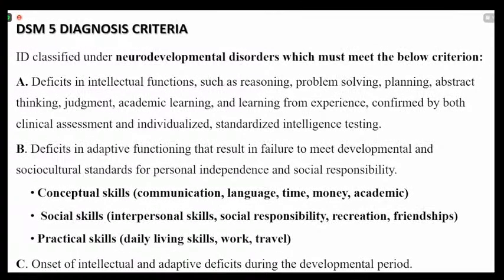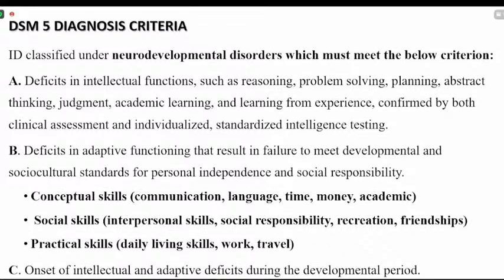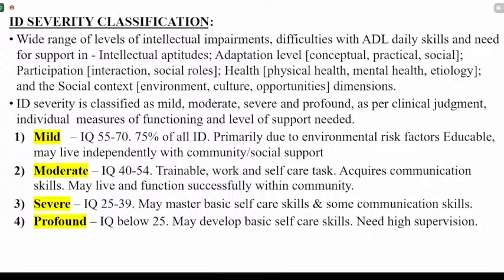Secondly, deficits in adaptive function that result in failure to meet developmental and sociocultural standards for personal independence and social responsibility. And we are talking about conceptual skills such as communication, language, money management, and academics, but also social skills, interpersonal skills, social responsibility, recreation and friendships, and so on, as well as practical skills, daily activities of living, work, and travel. And the third criteria is that the intellectual problems, as well as the adaptive problems, must have had an onset during the developmental period before 18 years of age.